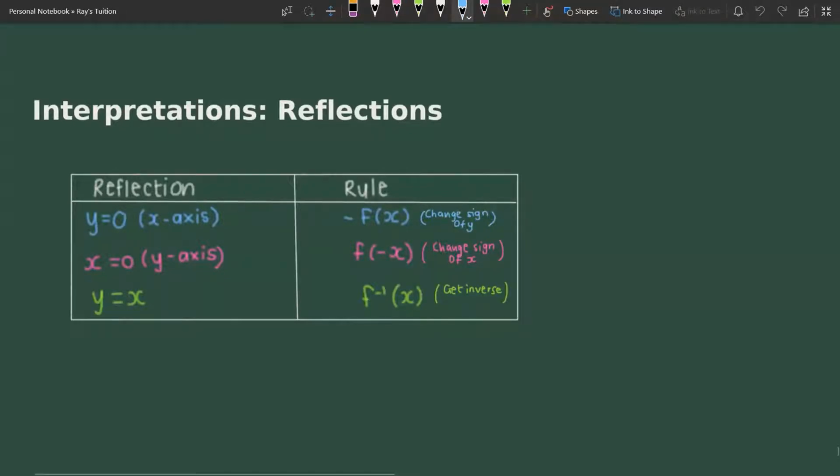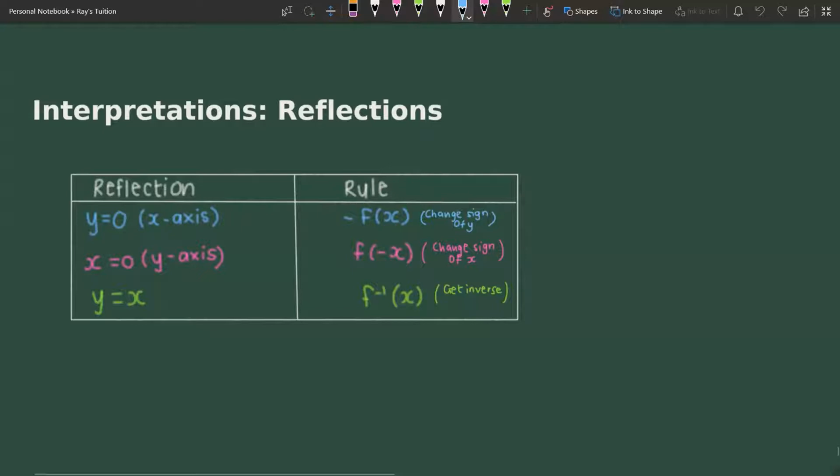The second one is x is equal to 0, which is a reflection about the y-axis. So for this one, we're going to have to calculate f of minus x, which means we have to change the sign of x. The last one is the reflection about the line y is equal to x. And for this one, we will have to get f negative 1 of x, which is the inverse.